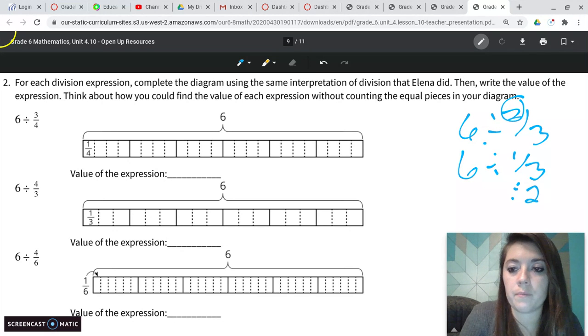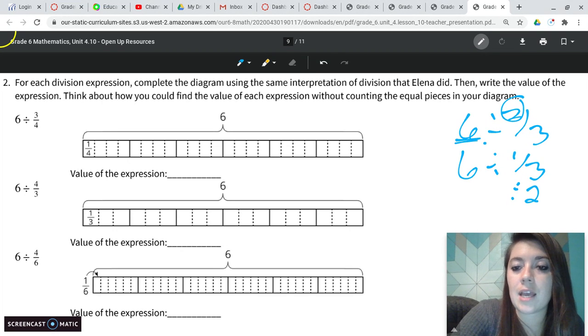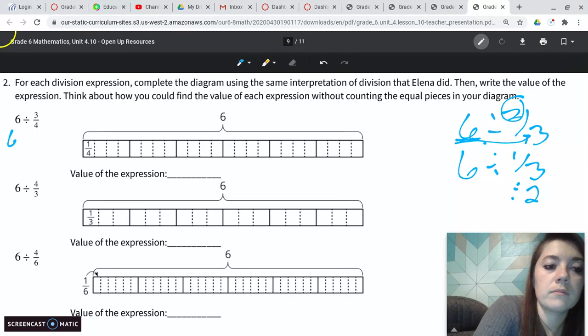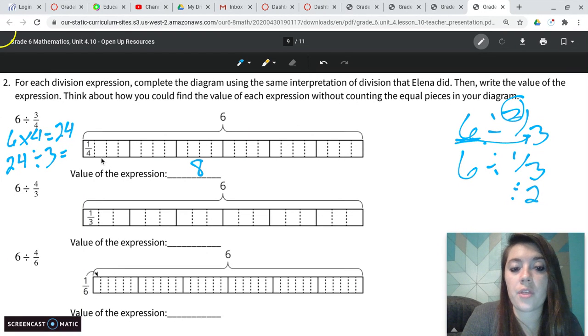2 is the numerator. So we're going to take the 6 and multiply it by the denominator and then divide by the numerator. So 6 times 4 is 24, and 24 divided by 3 equals 8. Now, if we test it out with our diagram, we have 3/4.